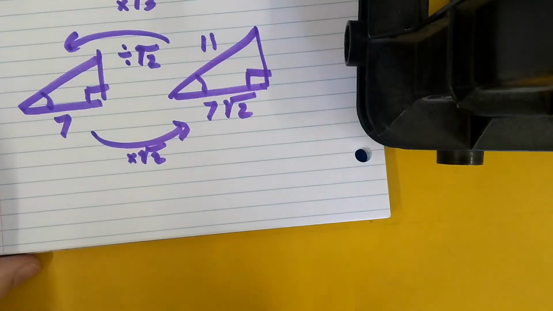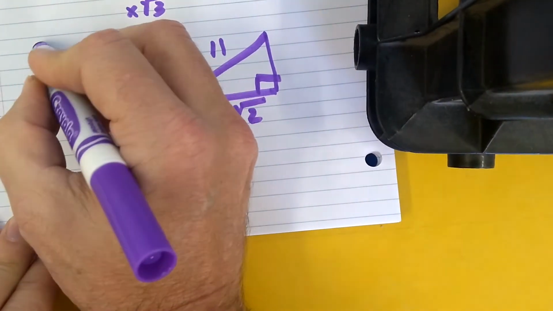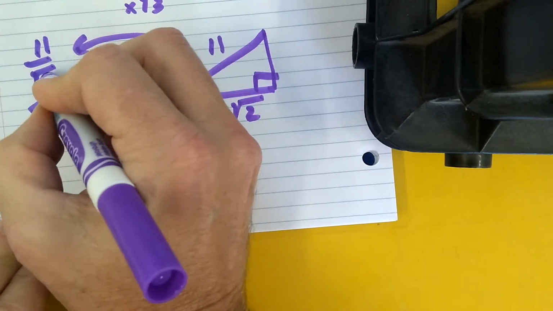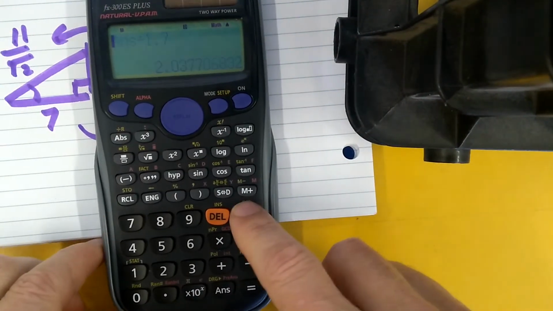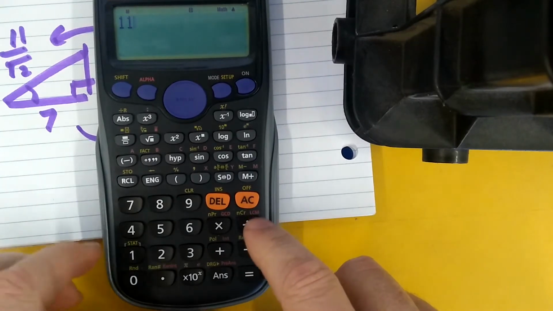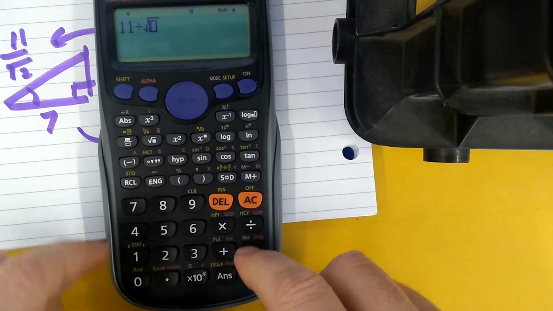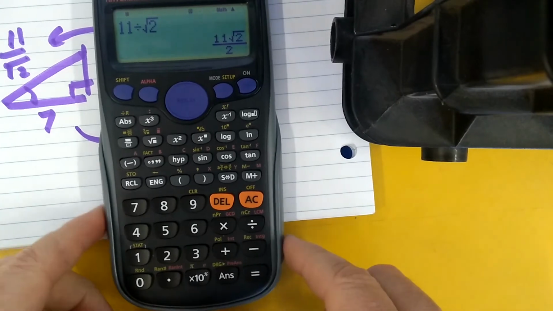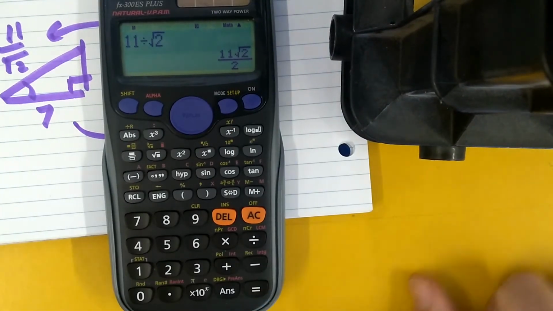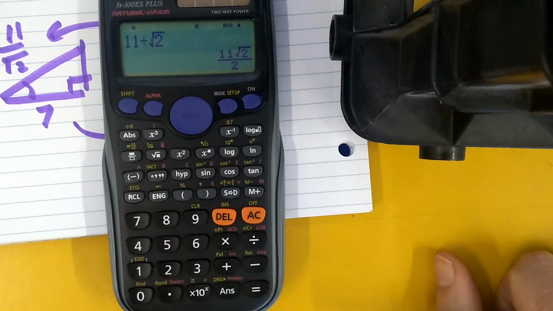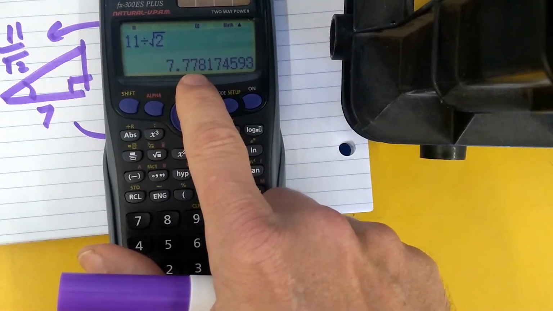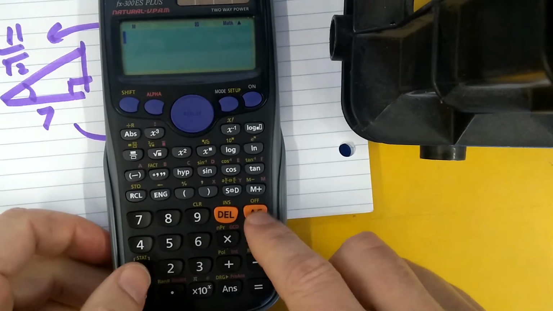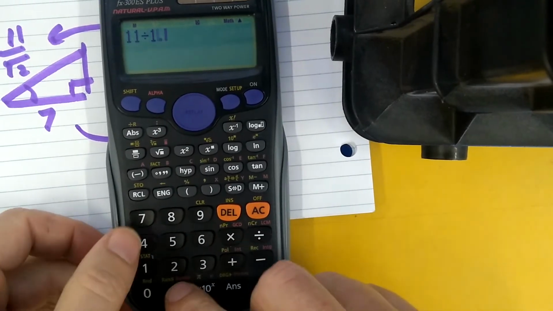I want to divide by square root of 2. So it's going to be 11 divided by square root of 2, which interestingly enough, if I put that in my calculator, 11 divided by square root 2 and hit equals, it tells me, oh, that's 11 root 2 over 2. That's very strange. And I can also get that as a decimal answer, which is 7.77, which is probably very close to 11 divided by 1.4.